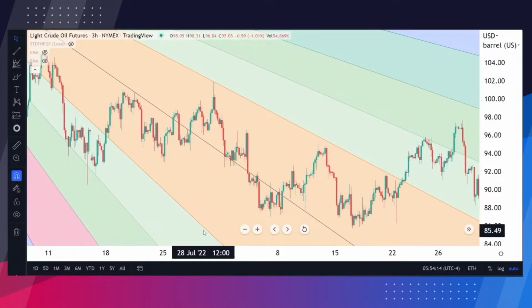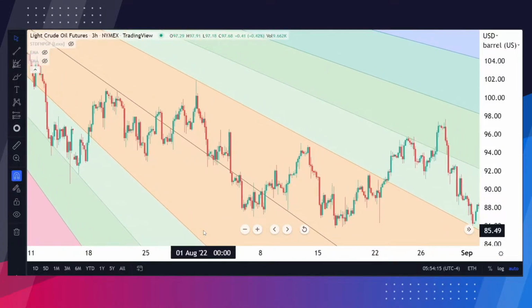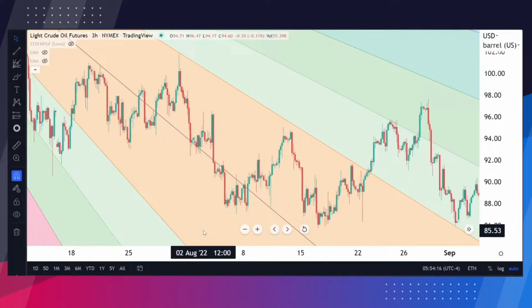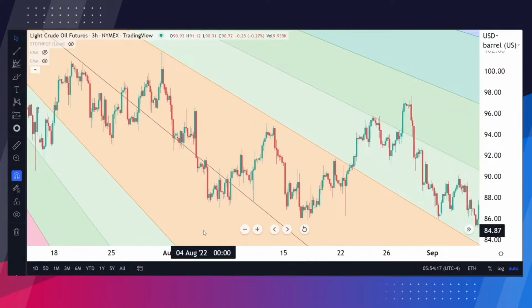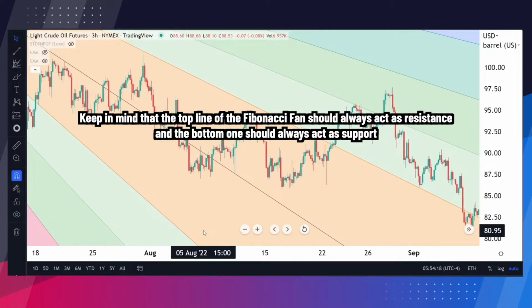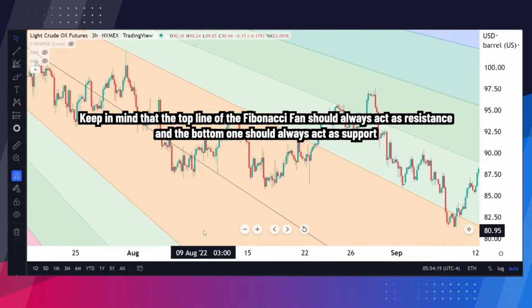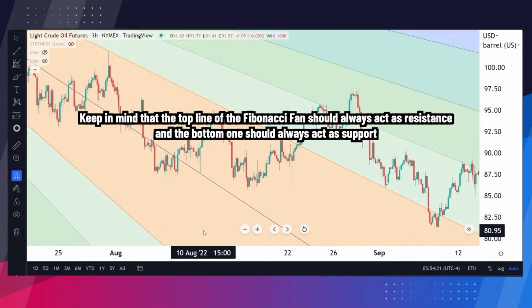And it's our recommendation that if you have a strategy that you already have in place and you would like to utilize the Fibonacci Fan to rectify specific areas of which the strategy may be lacking, such as profit targets or stop losses, keep in mind that the top line of the Fibonacci Fan should always act as resistance and the bottom one should always act as support.